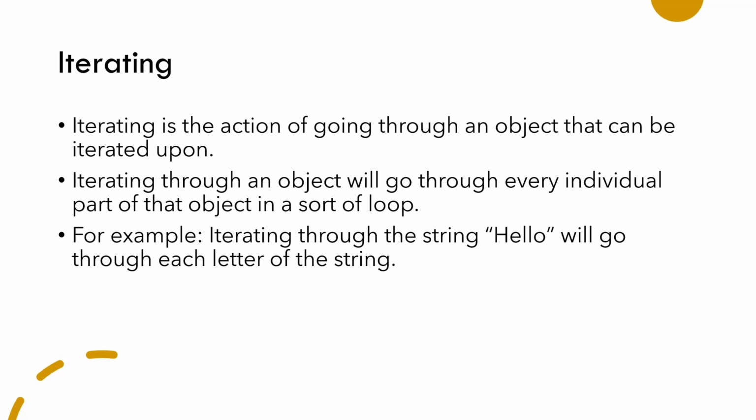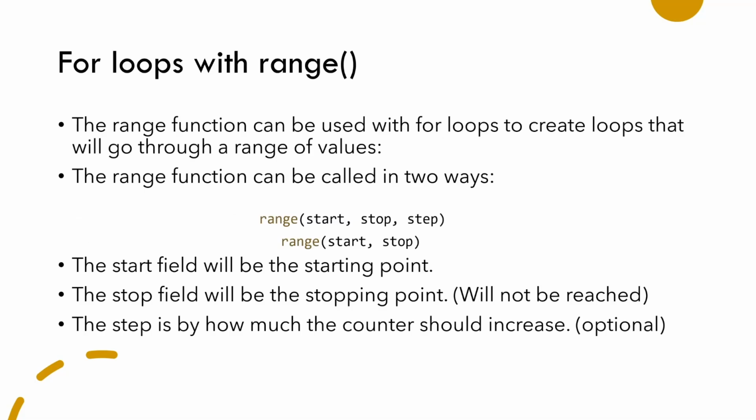So we need to make sure we're understanding what iterating is. There's a bunch of different ways you could use for loops, but in all of them you are iterating through something. Right now we're going to show you how to do for loops using the range function. The range function, like the name says, creates a range of values, and with these values you can iterate through them, sort of creating a while loop that goes through these numbers.